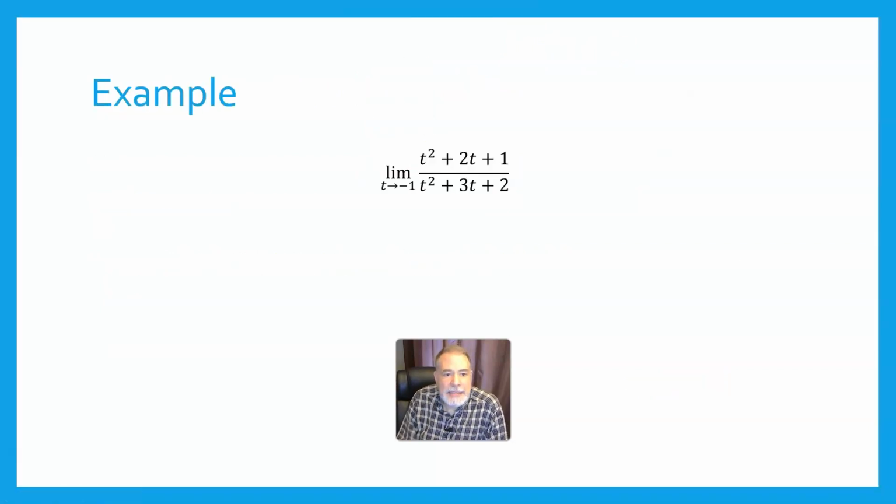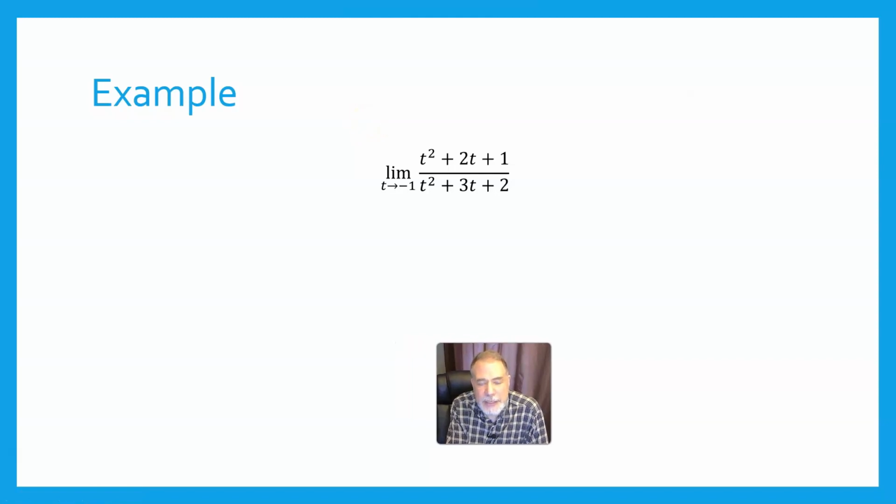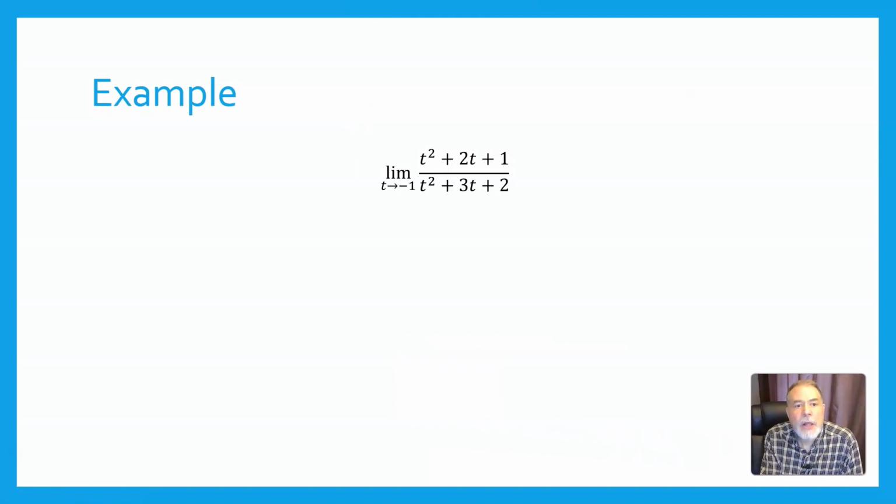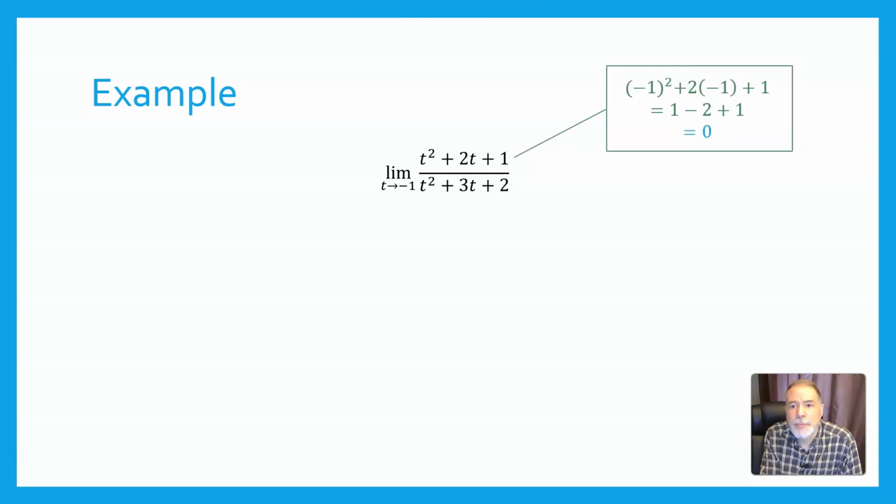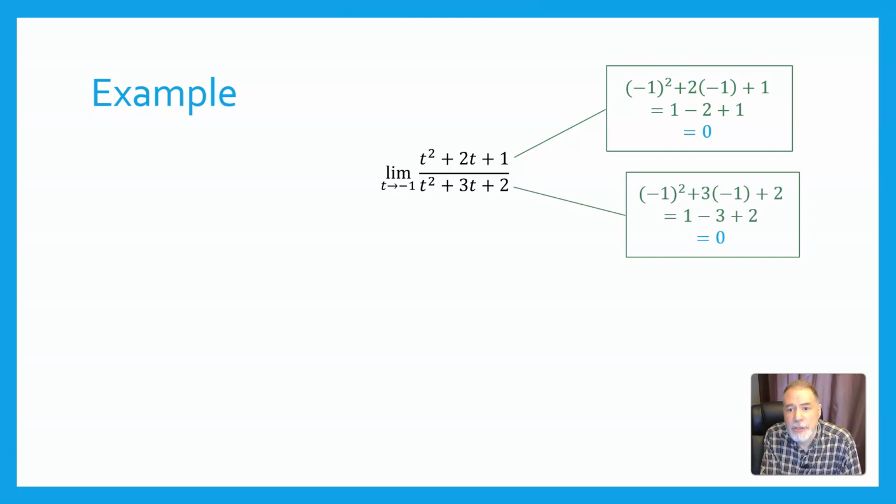What's the limit as t approaches -1 of (t squared plus 2t plus 1) over (t squared plus 3t plus 2)? Well, what happens as t approaches -1? What's happening to the numerator, and what's happening to the denominator? The numerator is approaching (-1) squared plus 2 times -1 plus 1, that's 0. The denominator is approaching (-1) squared plus 3 times -1 plus 2, and that works out to be 0. So we have one of these 0 over 0 situations.